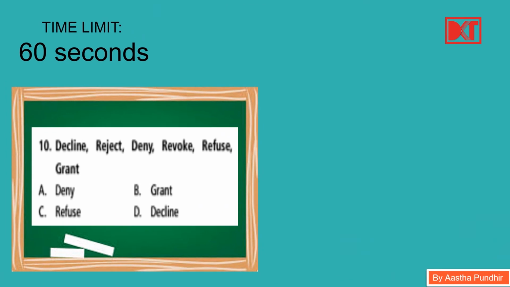Okay, so the next category says decline, reject, deny, revoke, refuse, grant. Here the correct answer is B, grant. The other words, they talk about refusing something, saying no to something, declining an offer, rejecting it, denying it, revoking it, which means taking it back, refusing, saying no to it. But granting something means saying yes to it.